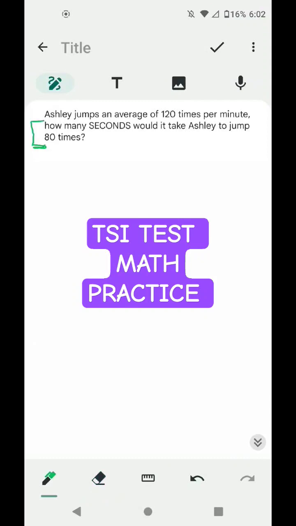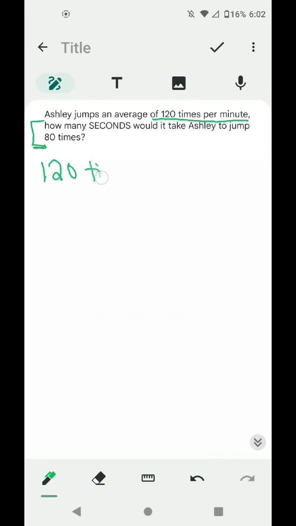So she jumps 120 times per minute. That is called a rate, okay? 120 times per minute, and it's actually called a unit rate since it's per one something. How many seconds would it take Ashley to jump 80 times?